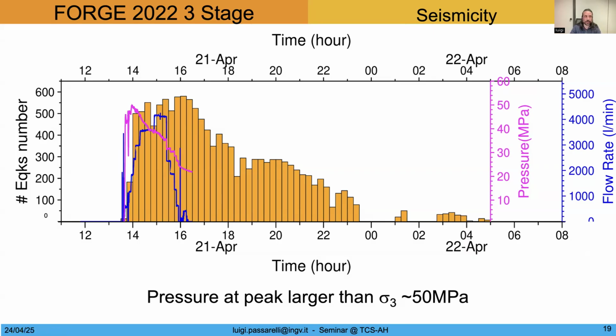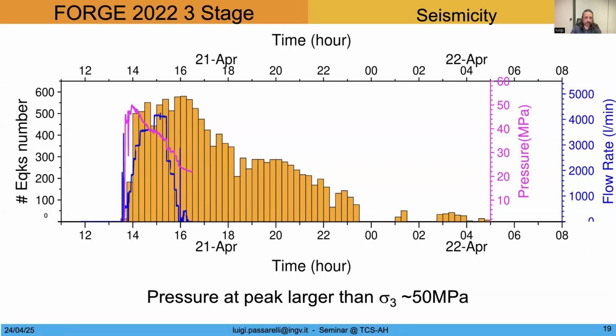So the minimum horizontal stress. And the seismicity didn't start right away when the injection started, but had a lag of a few minutes, maybe 15 minutes or something like that, and then gradually increased, as you can see from the bars of the histogram, with earthquakes counted in 6 hours, or, I don't know, a quarter of an hour.